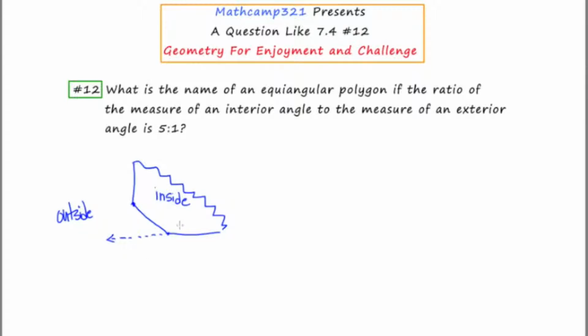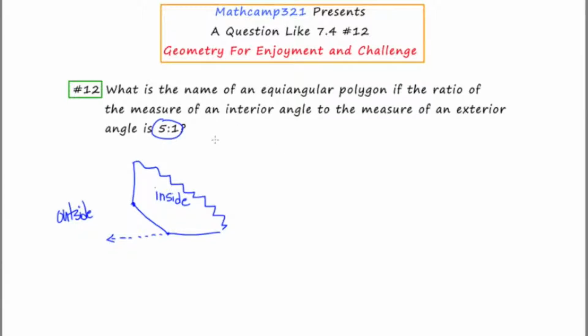So what we have now is a linear pair. These two angles add up to 180. One of the angles is the interior angle, the one on the inside, and the other is the exterior angle, the one on the outside. And it gives us the ratio. The ratio of the interior angle to the exterior angle is 5:1.